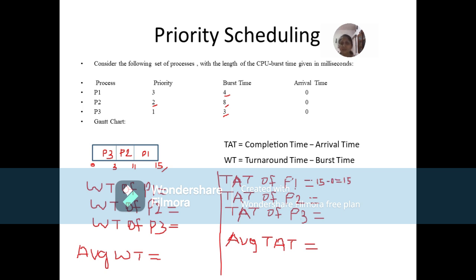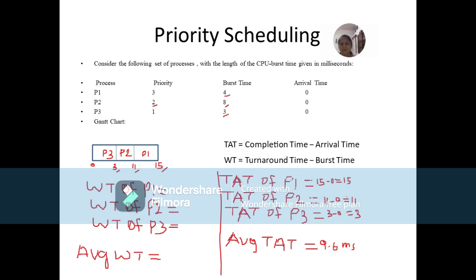Next, let's calculate the turnaround time of P2. What is the completion time of P2? 11, and arrival time is 0. So 11 minus 0 is 11. Next is the turnaround time of P3. What is the completion time of P3? 3. And the arrival time of P3 is 0. So 3 minus 0 is 3. So what is the average turnaround time? 15 plus 3 plus 11, that is 29, and divided by 3 that is 9.6 milliseconds.